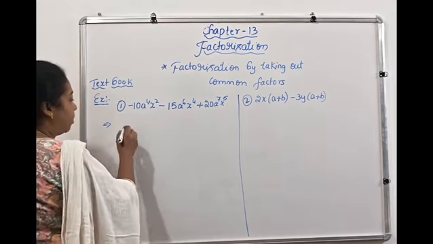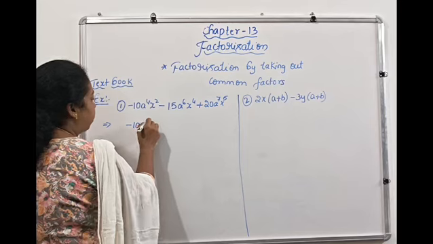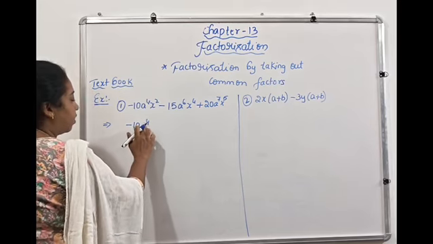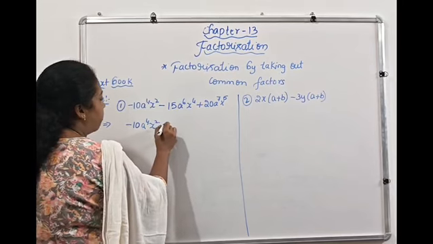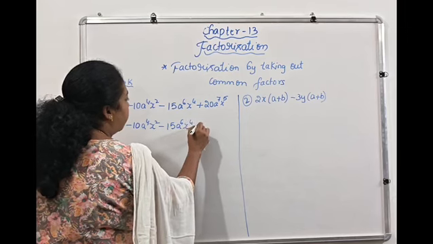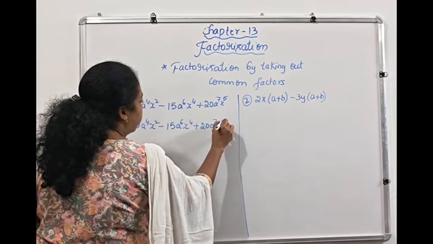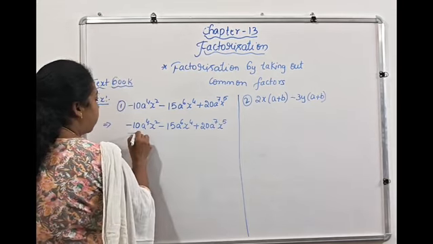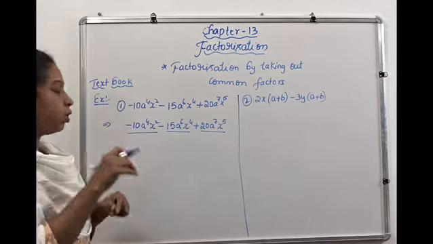First, we'll write on that. So, again, we'll write on that same thing: minus 10a^4x^2 minus 15a^6x^4 plus 20a^7x^5. Divide each term with the common factor.